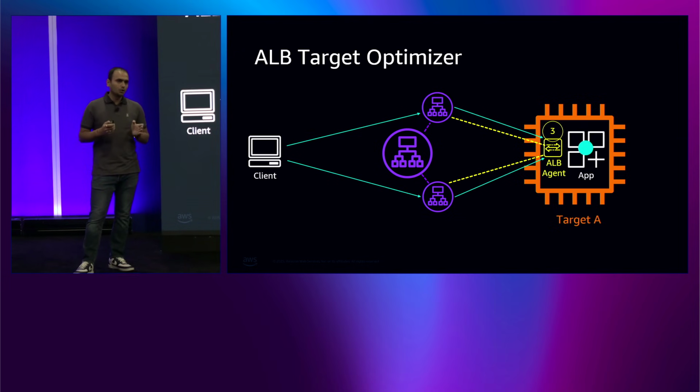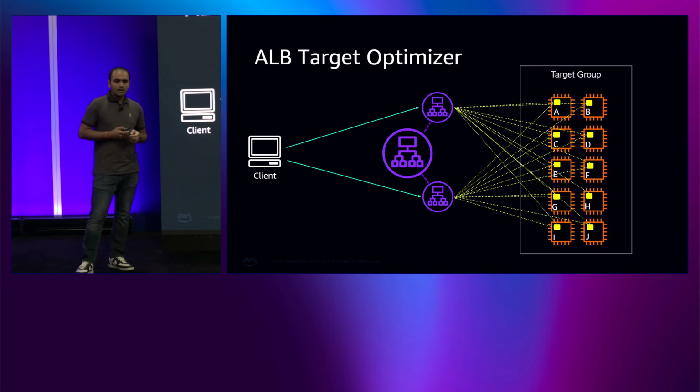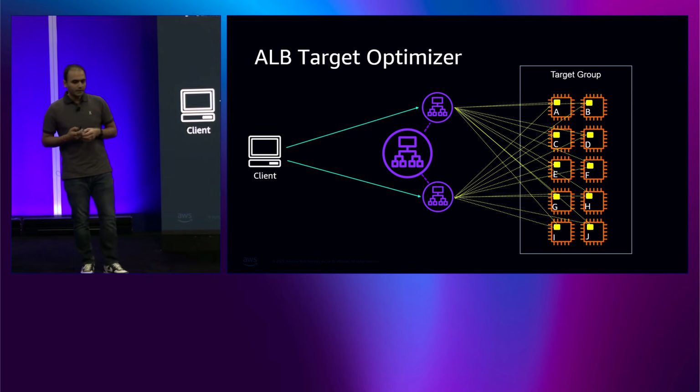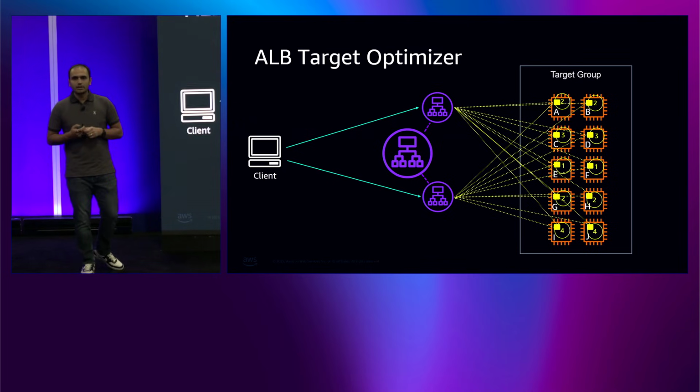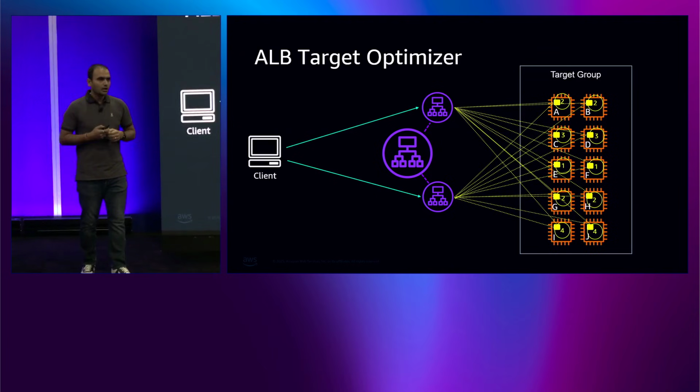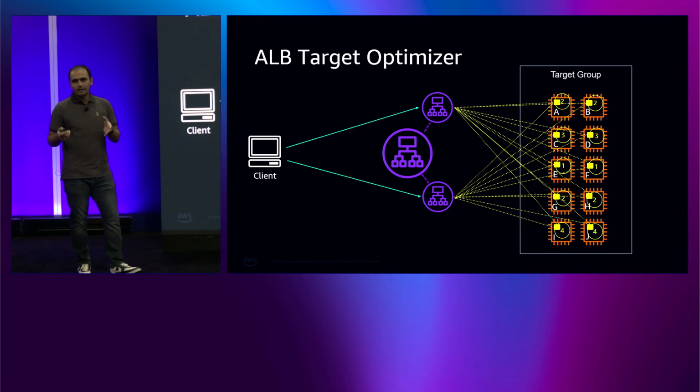So in this picture, I've only shown one particular target, but things will actually look like this for the entire target group, where every target will have the agent installed and configured on it. And each agent will be communicating with each load balancer node through these control channels. And on each agent, you can configure the max number of concurrent requests that you want that target to receive from the load balancer. And that number can be a function of the underlying capacity of the target, its memory, its CPU, etc.